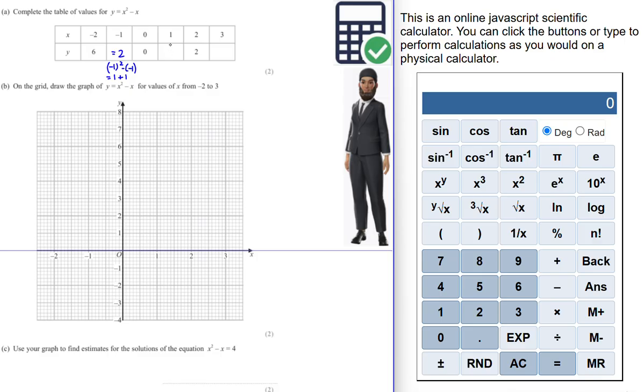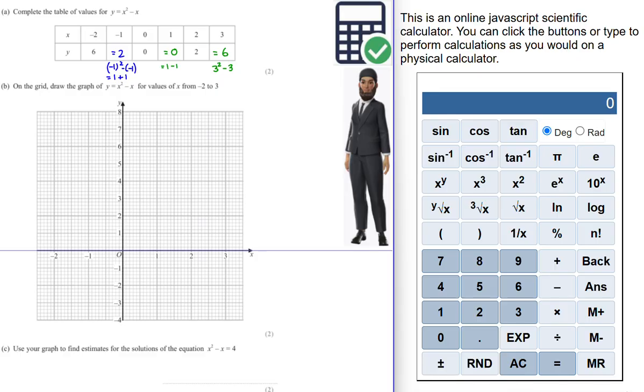Right, let's move over here. 1 squared is 1, and then take away the 1, that should give you 0. And then over here you've got 3 squared, you have 3 squared minus 3, which will give you 9, 9 take away 3, which gives you 6.